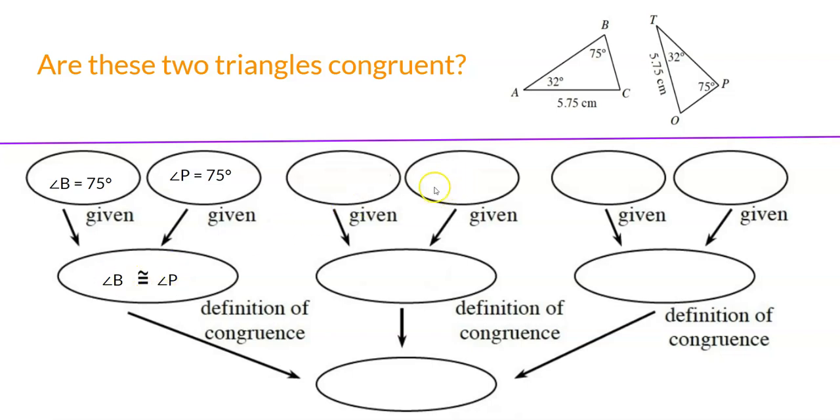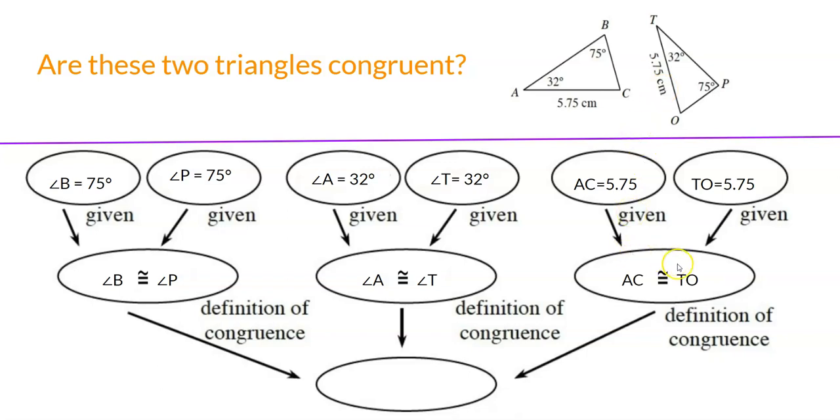Okay, now let's move on to the next one. I have this angle right here: my angle A is 32 degrees, and my other 32 degrees will be here, so my angle T is 32 degrees. Together, on the next flowchart level, angle A is congruent to angle T. The last one I have is right here on the side. AC is equal to 5.75, and my other 5.75 would be here from TO. Together, AC is congruent to TO.